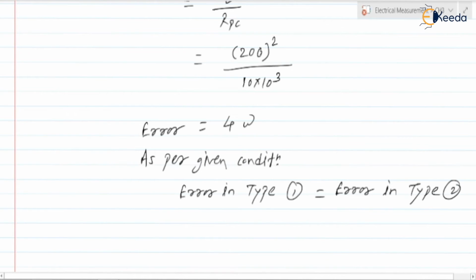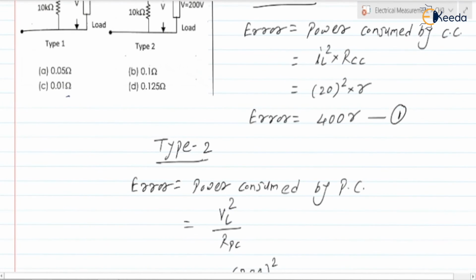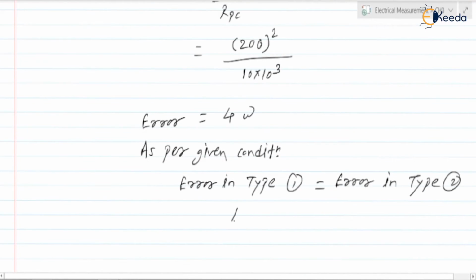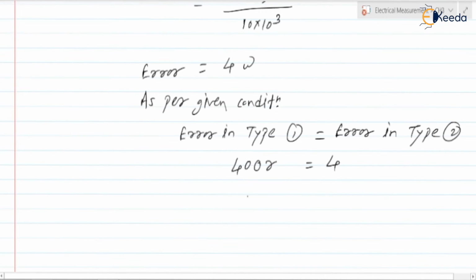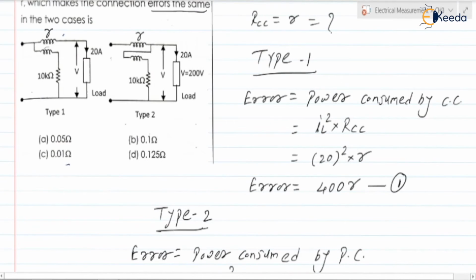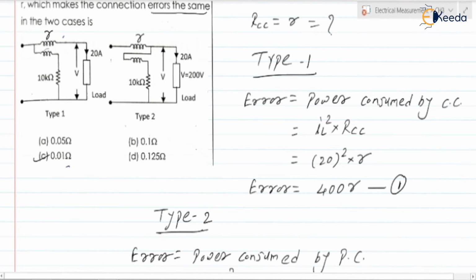So if you check, the type 1 error is 400 into R, and in the type 2 the error is 4 watt. So from this, can we find R? Yes, R is equal to 4 divided by 400. So it is equal to 0.01 ohm. So if you check the option, the correct option is option C.